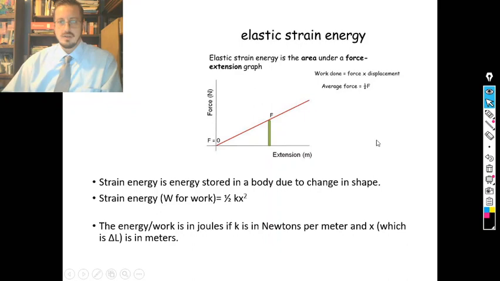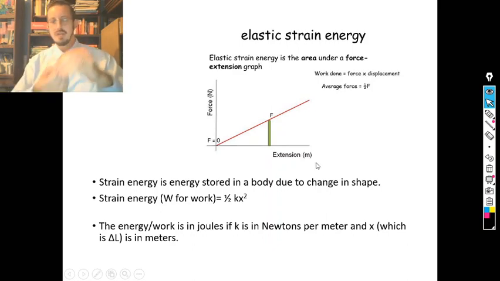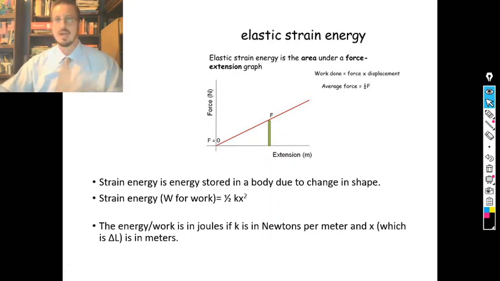Elastic strain energy is the area under a force extension graph. So you can imagine if we plotted force against extension for a spring. As we apply force to a spring, we stretch it out longer and longer, right? The extension is greater and greater. And if we were to take the area underneath this plot, we'd have 1/2 base times height, or 1/2 force times extension. And that would give us the work done, which is equal to the energy stored in the spring.